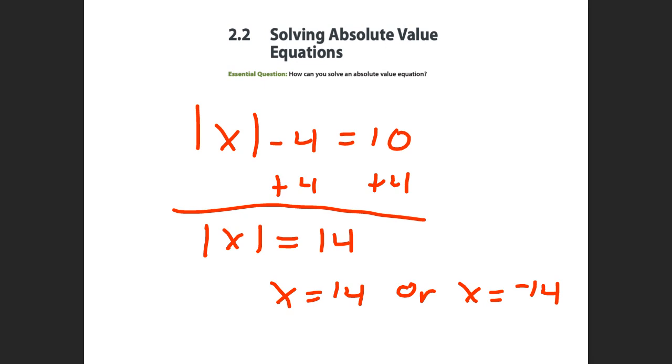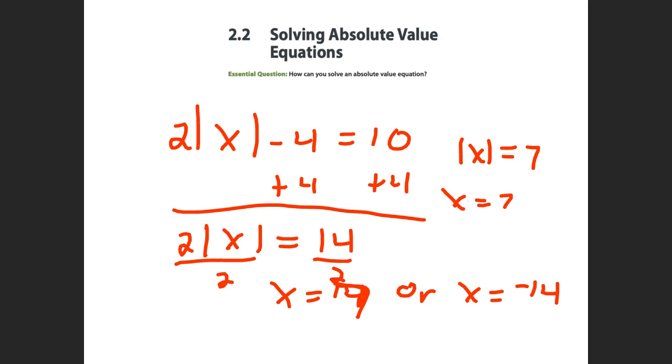Okay. So let's say I put a 2 in front here. Okay. I'd start the same way. I'm going to add 4 to both sides, so then I'd end up with 2 times absolute value of x equals 14. There's still a number, so the absolute value symbol is not by itself, so I would divide through by 2 here, and I'd end up with the absolute value of x equals 7. So now I can rewrite it as x equals 7 or x equals -7. Okay, so that's a little bit tougher.